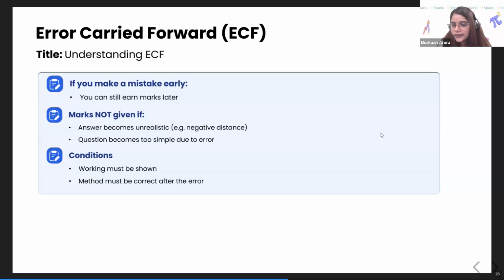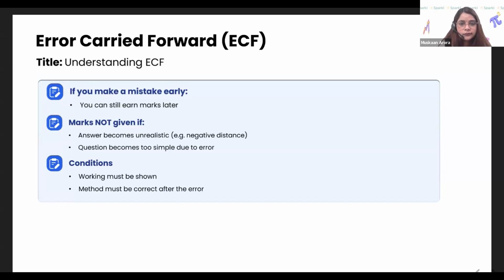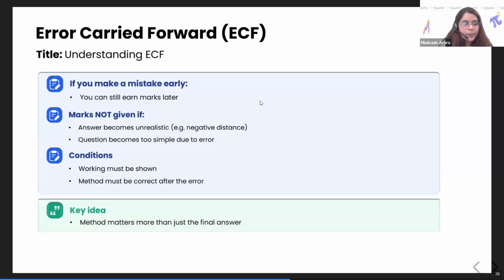Okay. Sakit is here with us. Sakit, what do you think about this? Randhir? Okay. Sia, what do you think about this? That's correct. All right. I mean, yeah. Okay. So, yes. The key idea is that your method matters more than the final answer.